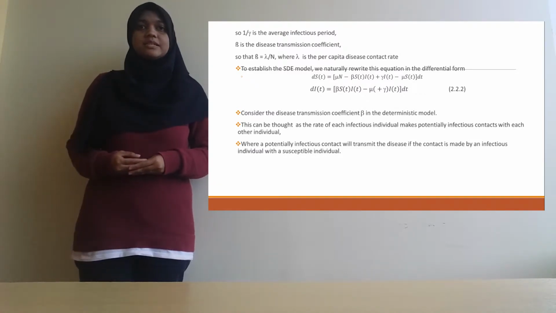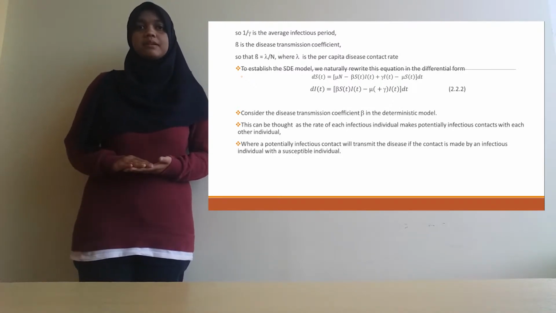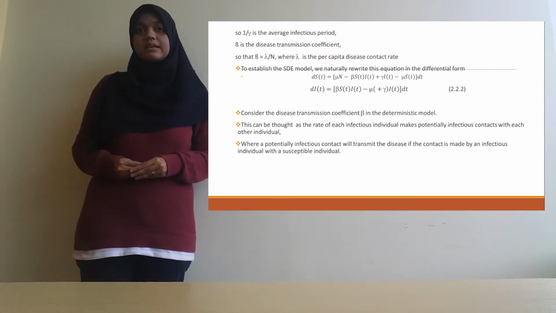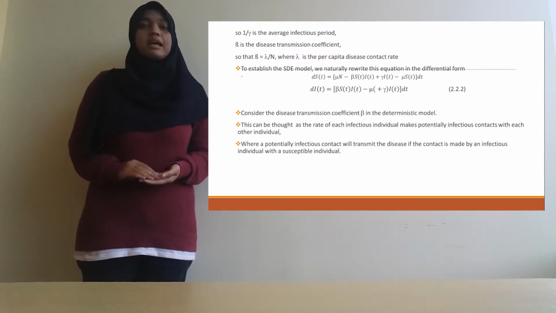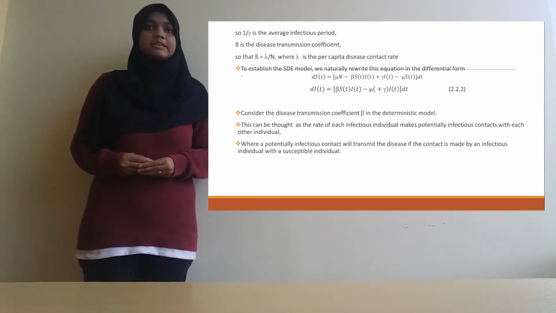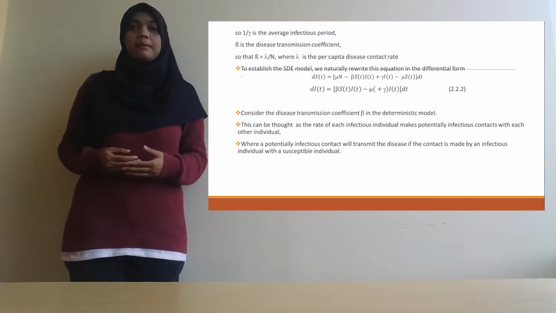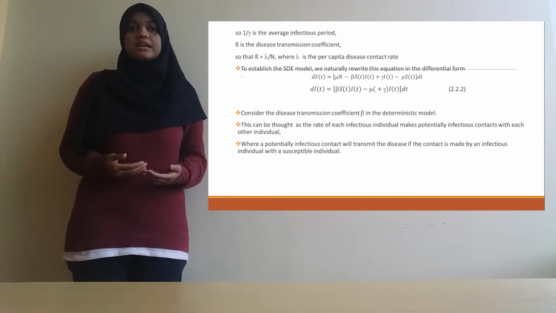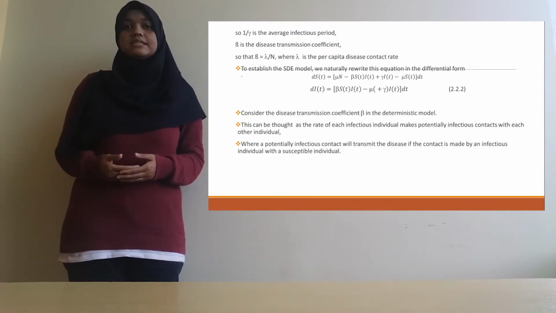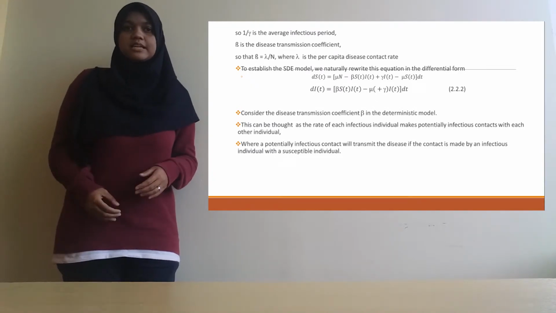Beta is the disease transmission coefficient, so that beta equals lambda over N, where lambda is the per capita disease contact rate. To establish our SDE model, we naturally rewrite the equation in differential form as shown in the slide. Consider the disease transmission coefficient beta in the deterministic model. This can be thought of as the rate at which each infected individual makes a potentially infectious contact with each other individual, where a potential contact will transmit the disease if the contact is made by an infected individual with a susceptible individual.